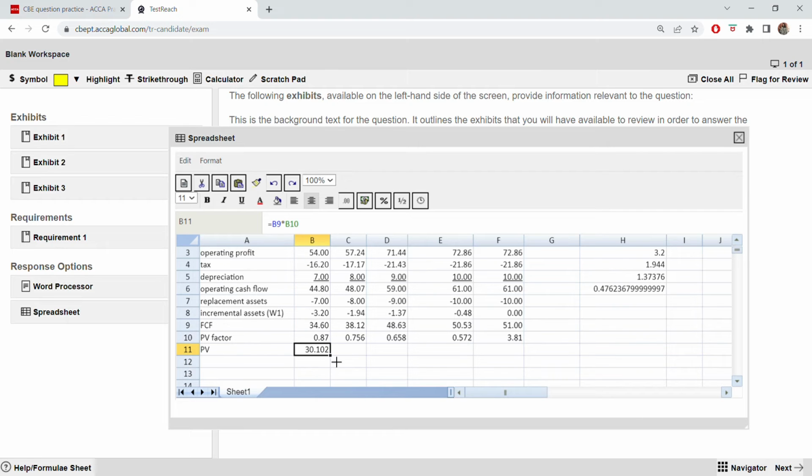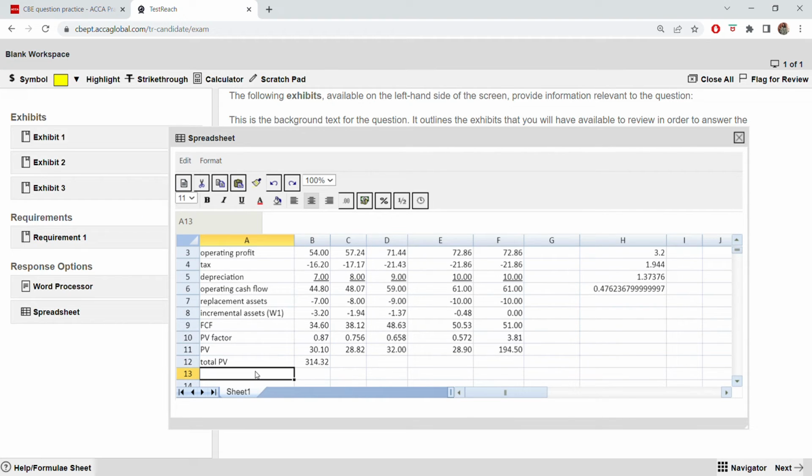And take it to the other cell. And make sure all are to 2 decimal places, like this. After that, what do you do? You find the total present value. Isn't it similar to net present value, right? So this is a sum function. Take all, enter, here 2 decimal places.